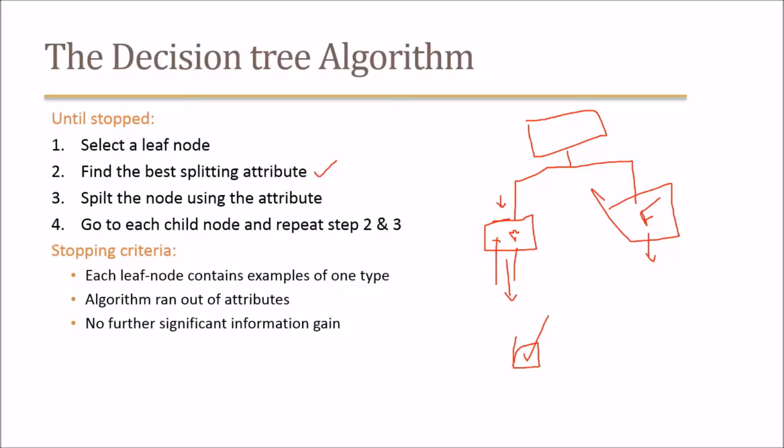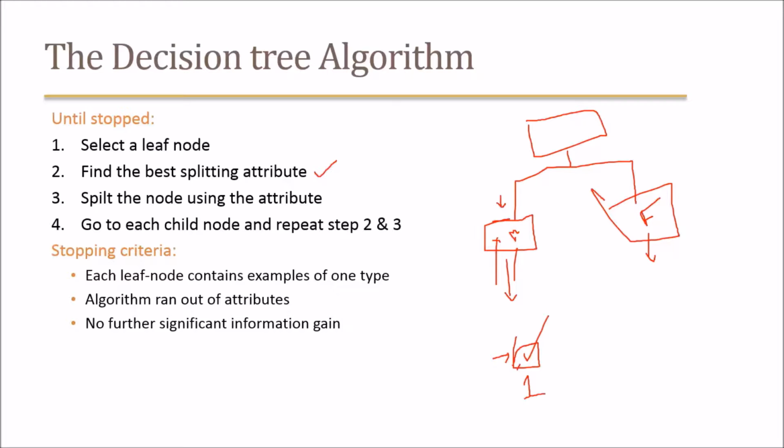Now when do we stop? So we keep on doing this, and at each leaf node, finally we reach a position where there is only one element left. That means there is no further splitting possible. So that is one criterion on which we can stop.